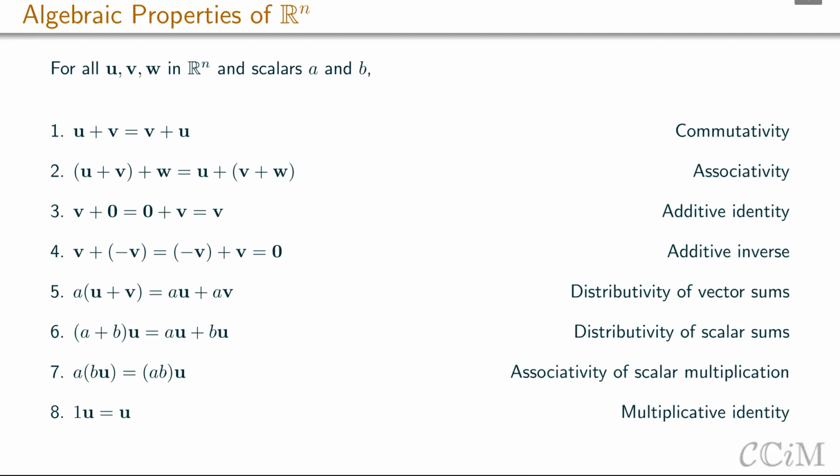There's an additive identity and an additive inverse. And when we start to look at moving the scalar in there as well, the scalar is distributive over vector sums. We have distributivity over scalar sums. We have associativity of scalar sums. And finally, 1, as you might expect, is our multiplicative identity.